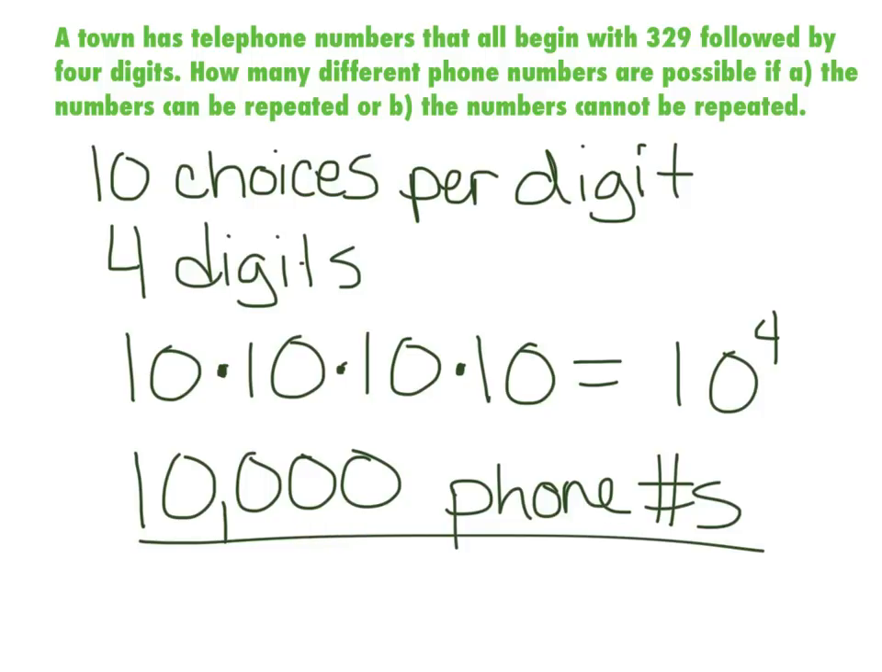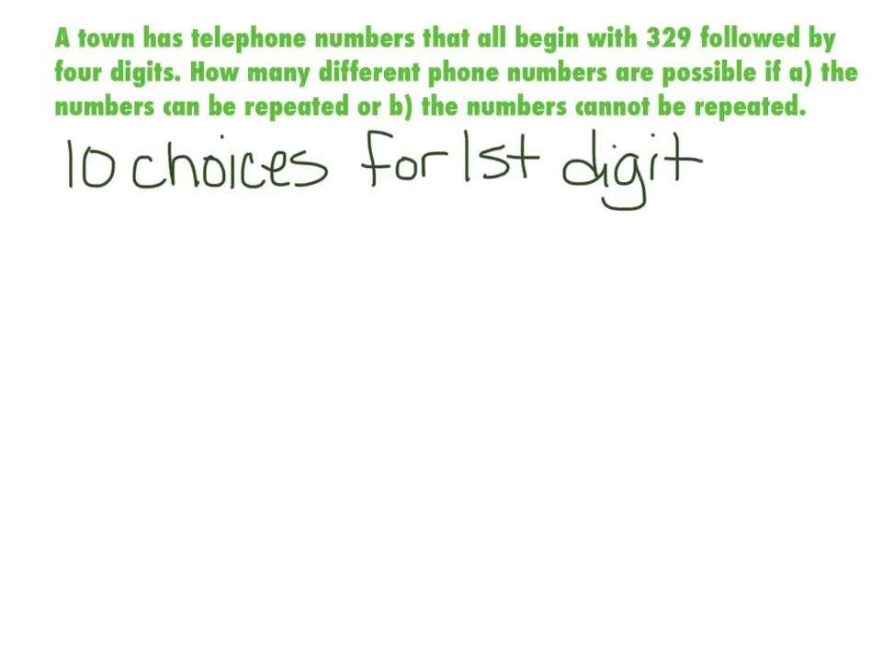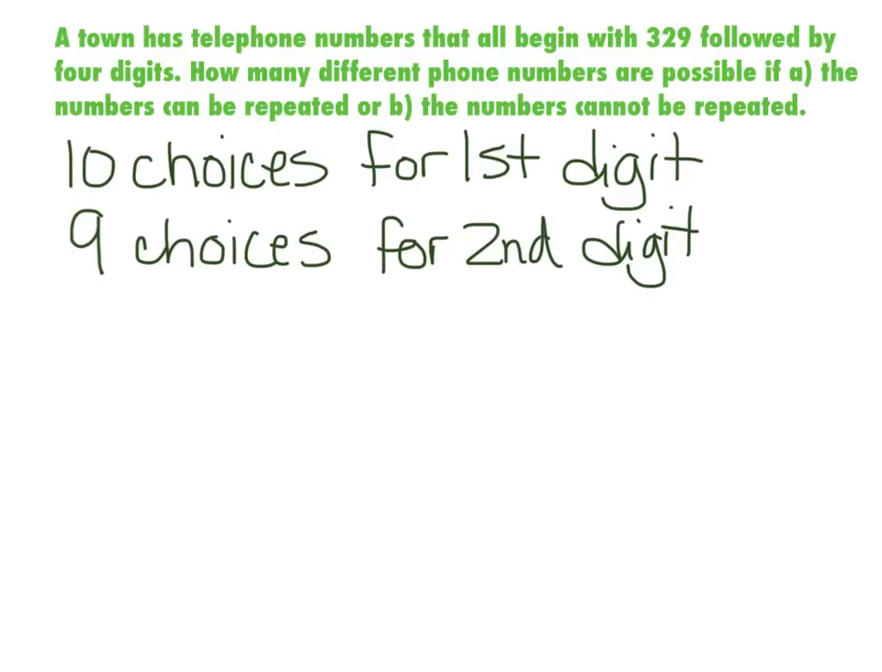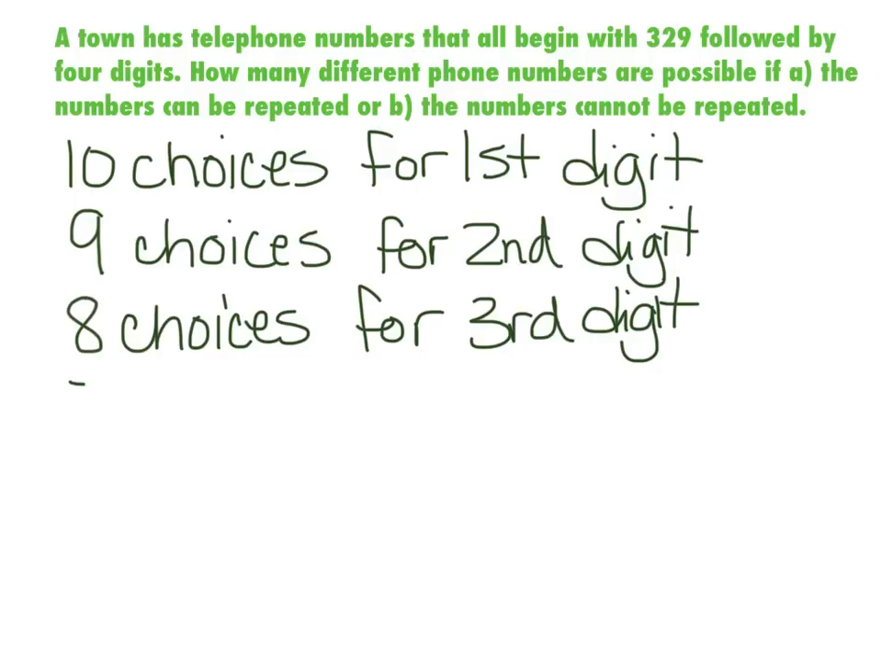Which is good to know if you work for the phone company. Now, if the numbers cannot be repeated, that changes things. Because you have 10 choices for your first digit, but if you can't repeat, you can't use that number again. So for your second digit, you have 9 choices. And then you've used 2, so now you only have 8 choices for your third digit. And you only have 7 choices for your fourth one.